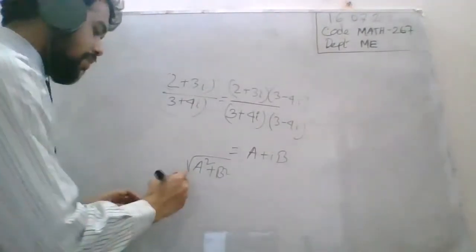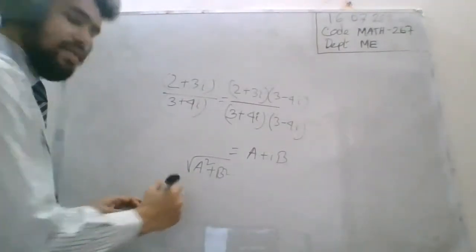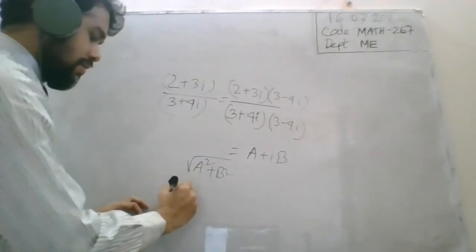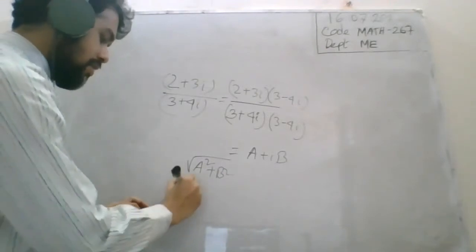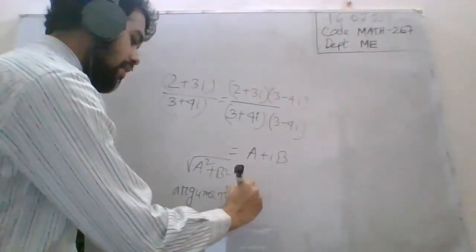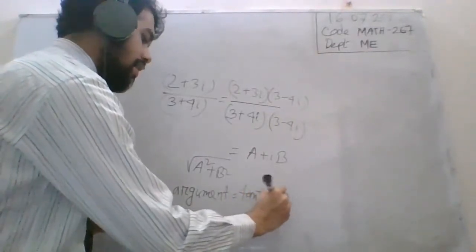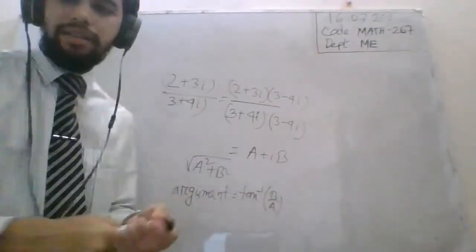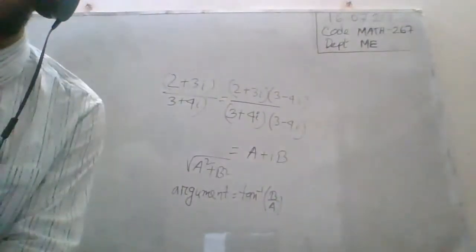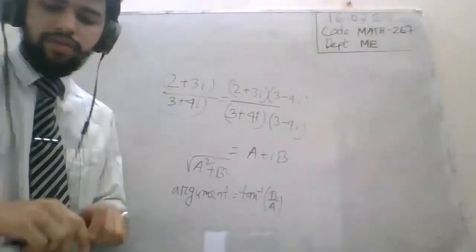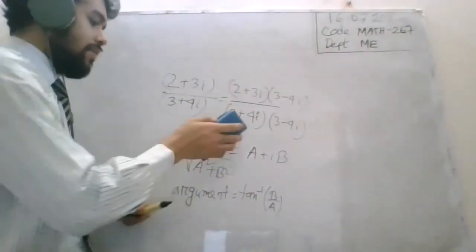And for the principal argument, what is the formula? Argument. Sir, tan inverse b by a. Yes, so this is tan inverse b by a. So this is the principal argument.